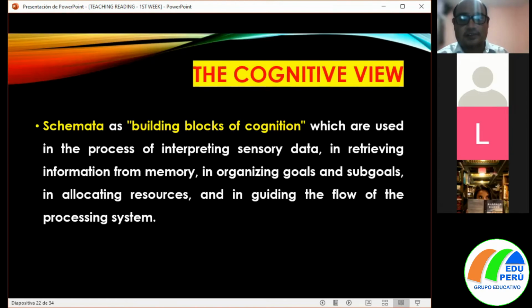Notice, you are going to construct different aspects of reading. You are going to interpret data. You are going to retrieve information. Retrieve is recover. Recover information from memory. You are going to organize your goals and sub-goals in reading. You are going to allocate resources, allocate is similar to distribute, and you are going to guide the flow of the processing system.